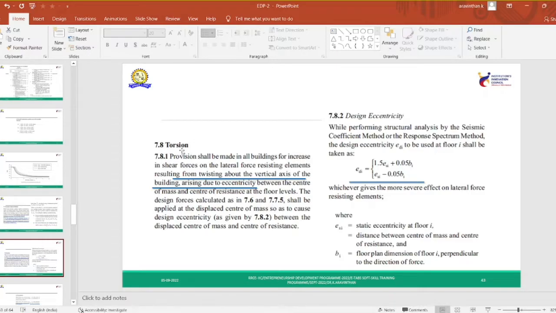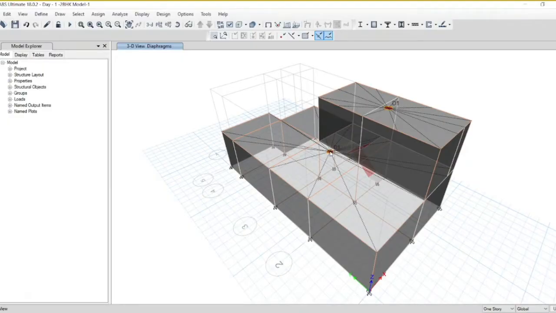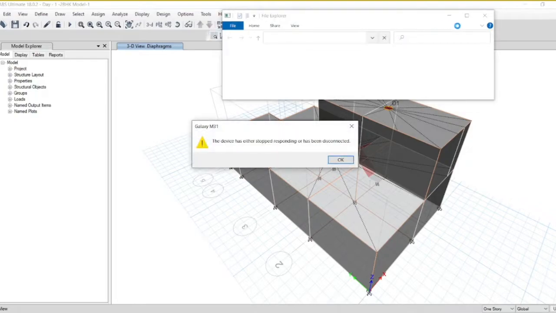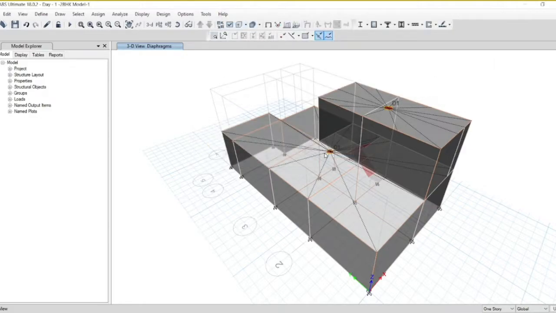Torsion. The provision for torsion shall be made in all buildings, since torsion increases the shear force in lateral force resisting system elements, resulting in twisting of the building about its vertical axis, arising due to eccentricity between the center of mass and the center of resistance of the floor. This is the part where you have the center of mass, and all the forces act in the floor. Joint-wise, you will have all the forces. If you combine them, you get the center of resistance. If the center of mass and the center of resistance coincide with each other, then you will not have any torsion.